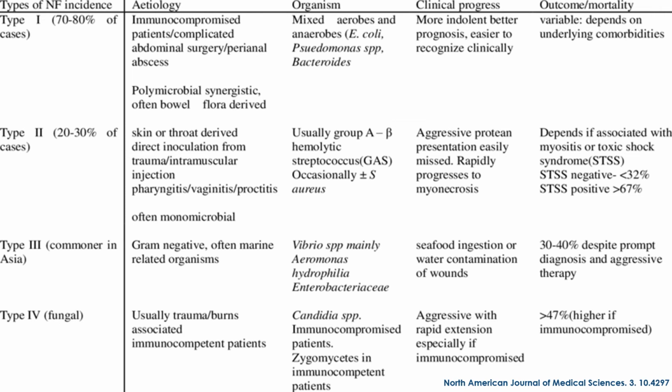Type 2 is monomicrobial. The most common is group A or group B hemolytic Streptococcus. And type 3 is gram-negative, often a marine organism such as Vibrio or Aeromonas. The patient may be exposed by skin exposure or seafood ingestion. And type 4 is fungal.